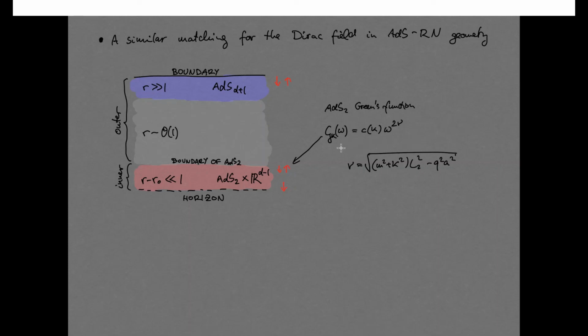So k is the momentum vector, in the Fourier space of R^(d-1), and it only contributes to the effective mass of this spinor field in AdS2. So this G_k is basically just a function of the frequency. The frequency dependence is omega to this irrational number power 2 nu, where nu is a square root that depends on the mass, the transverse momentum, and the charge of the particle. Here L2 is the radius of AdS2, which is related to the radius of AdS d+1.